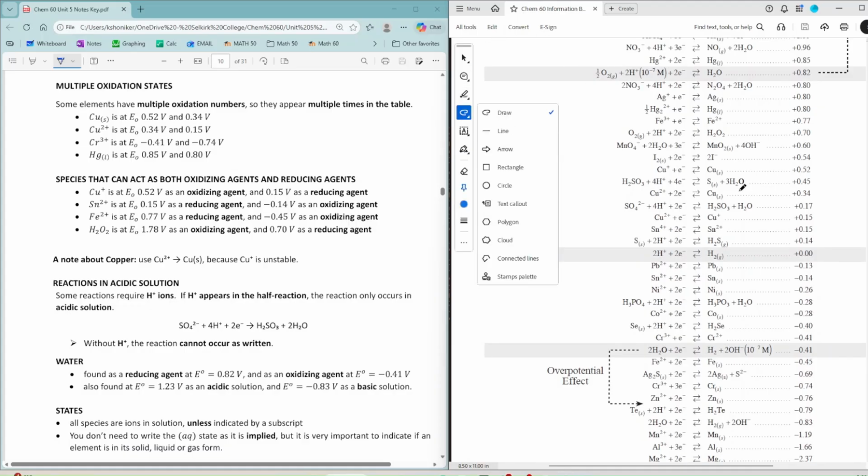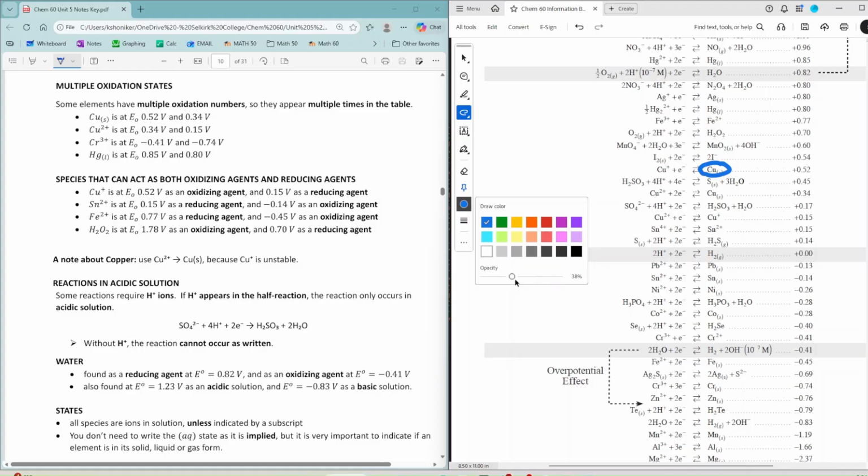So copper is at 0.52, so there's my copper solid. Sorry, I could probably pause the video and do that. Okay, so the copper solid, I just wanted a clean slate. So the copper solid is at 0.52, and then the copper solid is again at 0.34, right? Which is strange. We've also got copper 2 plus appearing more than once on the table. It's here at 0.34, and then it's also right below it at 0.15. Well, that's strange. So let's just take a second and talk about copper.